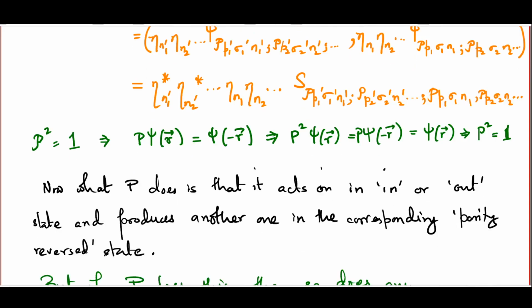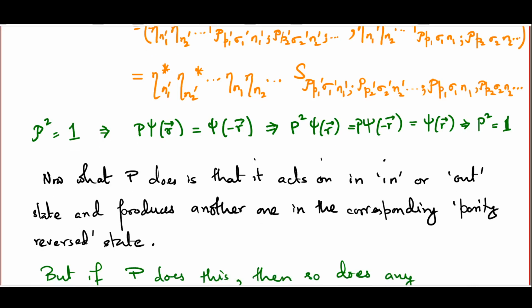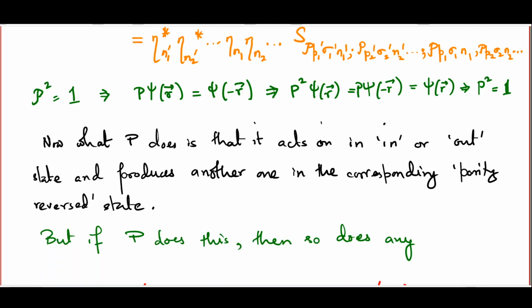Now, let us note that what the operator P does is that it acts on an in or out state and produces another state of the same kind, either an in state or an out state, in the corresponding parity reversed state. So all that happens is that among all the labels which describe the states, the spin and the particle label don't change, the momentum gets reversed. Or rather, the spatial part of the momentum gets reversed.